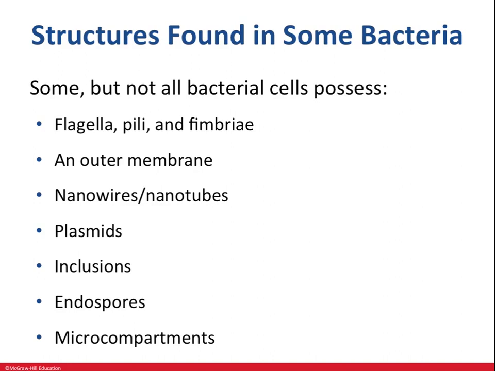Some bacteria have flagella, pili, and fimbriae. Okay, flagella are specific bacterial organs that provide locomotion for the bacteria. An outer membrane. The outer membrane is specific for the gram-negative cells. Nanowires or nanotubes. We will talk about this later.